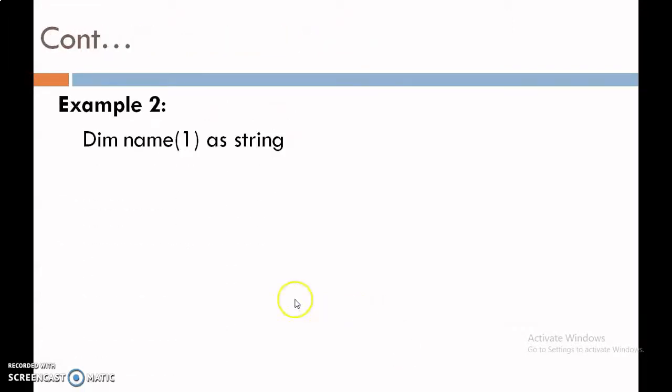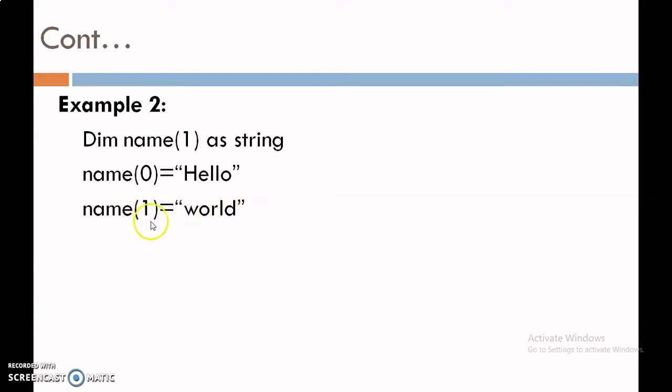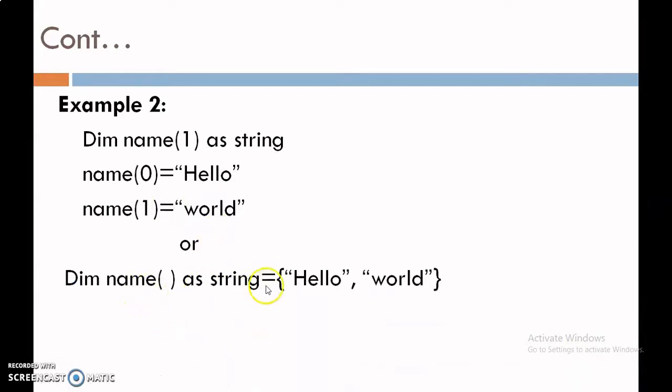Now the second example, this is an example of the string data type. So here I write name 1 as String. So this name variable stores a total of 2 strings. The first is stored at the name of 0. So here I write name of 0 equal to hello, which means hello is stored at the first location, 0th location, name of 0. And the second string is world, which is stored at name of 1. Or this example can also be written as Dim name as String equal to, with the strings written in curly brackets separated by commas.